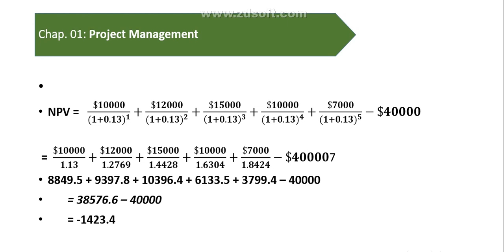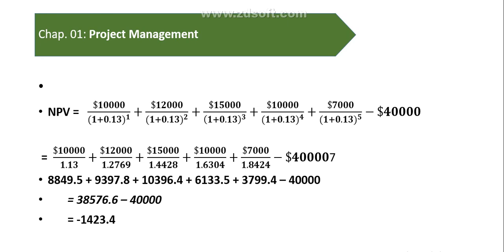Then net present value is equal to 10,000 divided by 1.13, plus 12,000 divided by 1.13 multiplied by 1.13, which becomes 1.2769, plus 15,000 divided by 1.13 multiplied 3 times, 1.13 multiplied by 1.13 multiplied by 1.13, which becomes 1.4428, plus 10,000 divided by 1.13 multiplied 4 times.